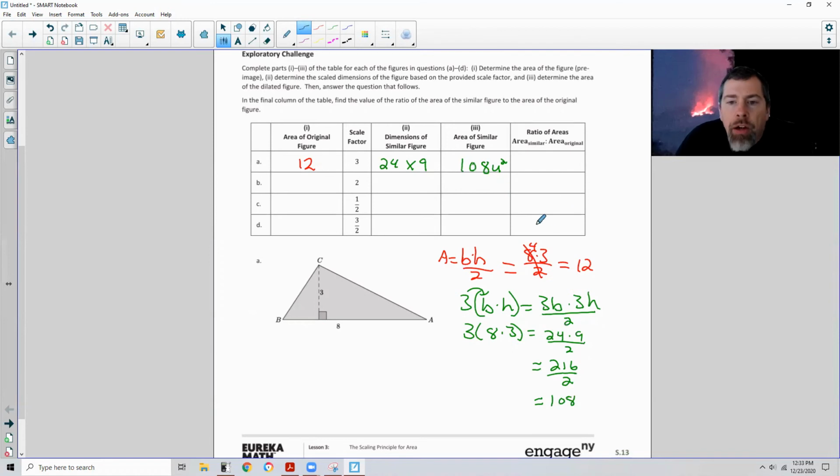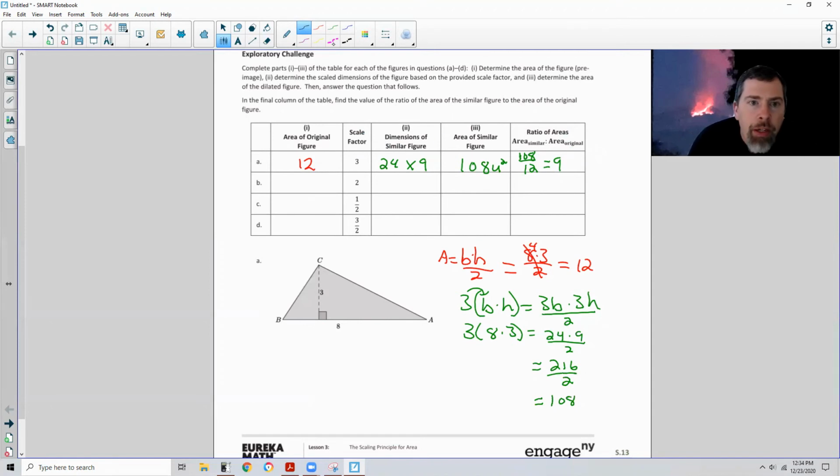Okay. All right. So the ratio of the areas, area similar to area original. Here's the area of the similar figure, which is 108. And you can draw it as a fraction instead of the colon. And the area of the original figure was 12. And that reduces to 9. Okay, so the scale factor was 3. The ratio of the areas was 9. 108 to 12, which is a scale factor of 9.